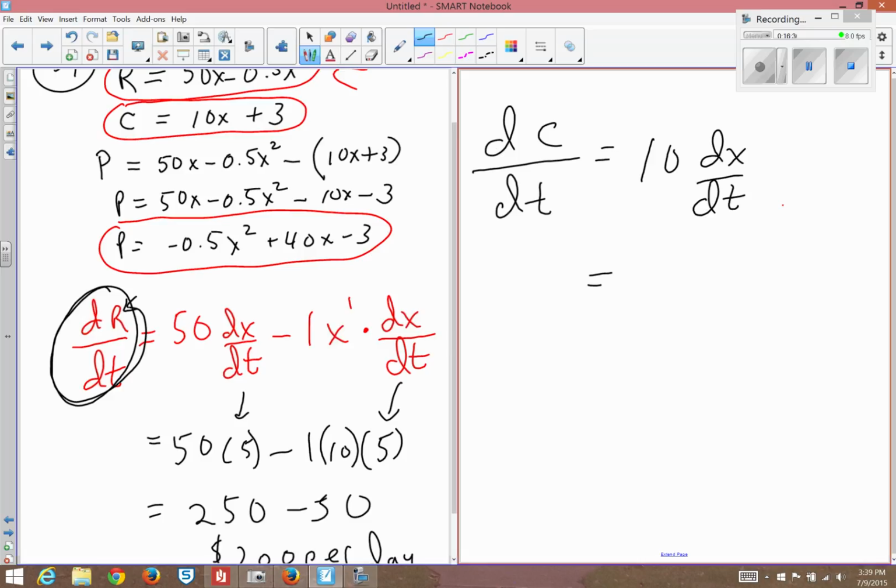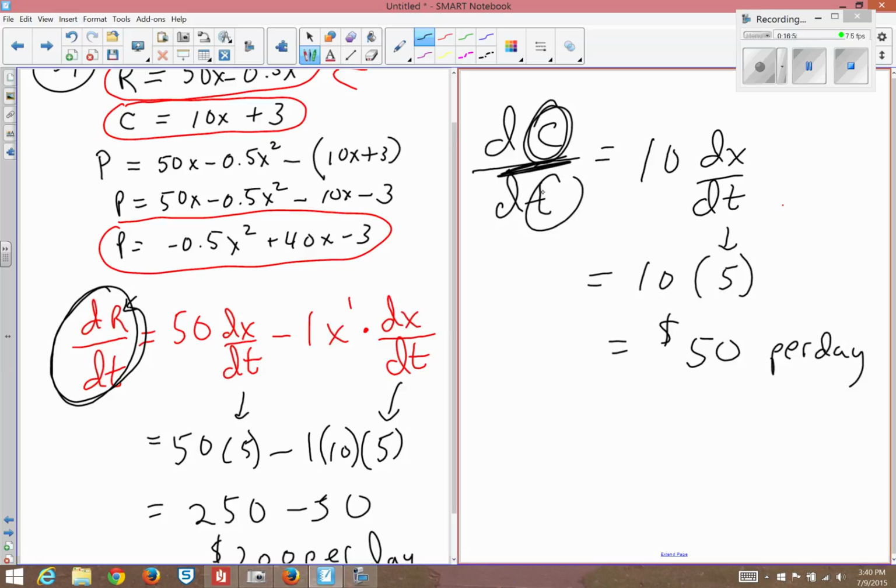So the rate at which c is changing with respect to t is 10 times 5, because it says in the question that dx/dt equals 5. That's 50. I see on the top here is a c, cost measured in dollars. I see on the bottom is a t, that's time measured in days. So we're going to say $50 per day. Dollars per day.